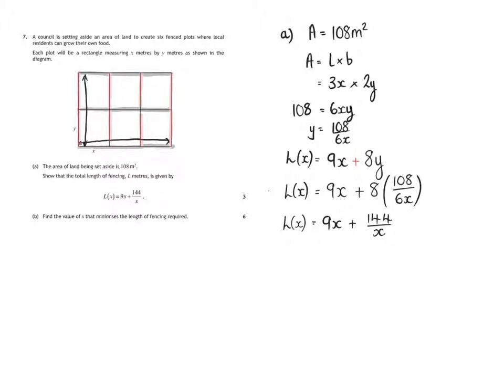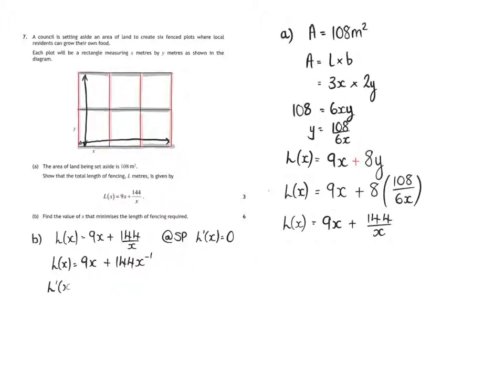Right, so for part B, we've been asked to find the value of x that minimizes the length of fencing required. So to minimize or maximize something, we need to find our stationary points. Okay, so at our stationary points, L dash of x is going to be equal to 0. Right, so we can start by getting this ready to differentiate. So we have 9x plus 144x to the minus 1. So we can differentiate this.